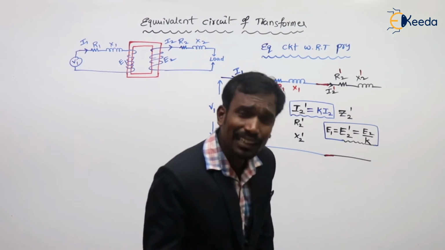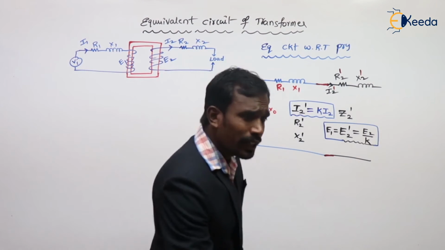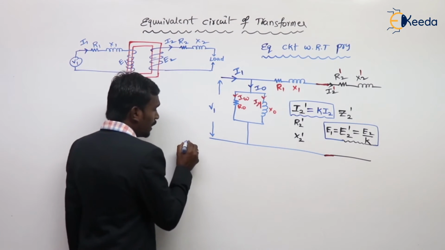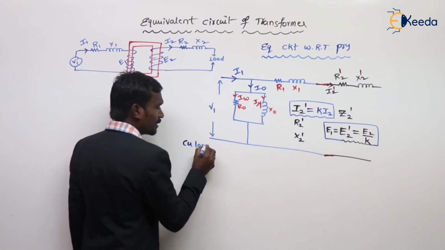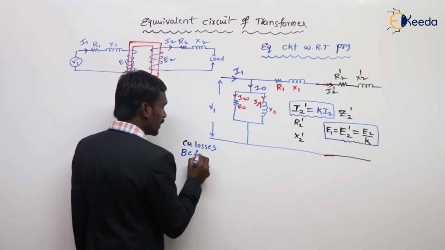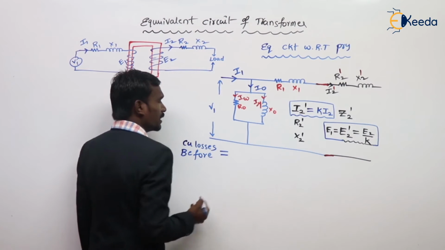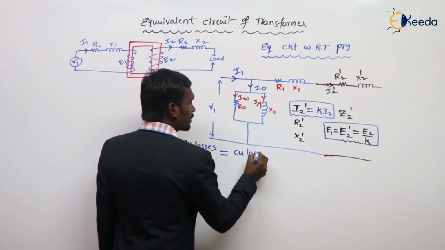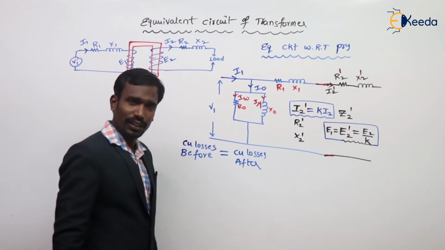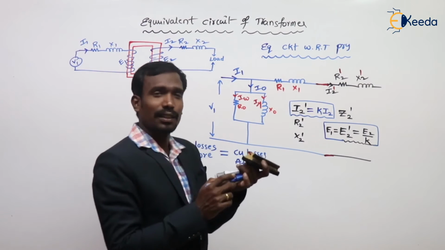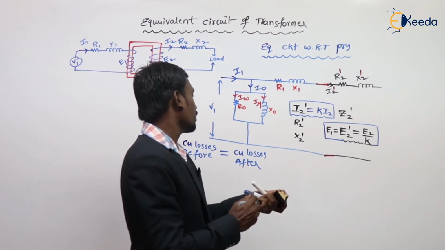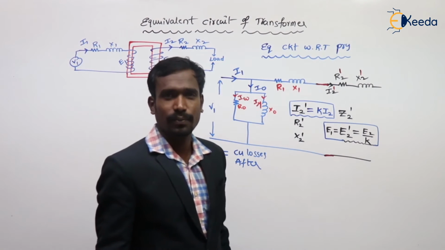How can we calculate R2 dash? Here is one assumption: the copper losses before transformation are equal to the copper losses after transformation, with the same resistance, not other resistances. Copper losses before transformation are equal to those after transformation.